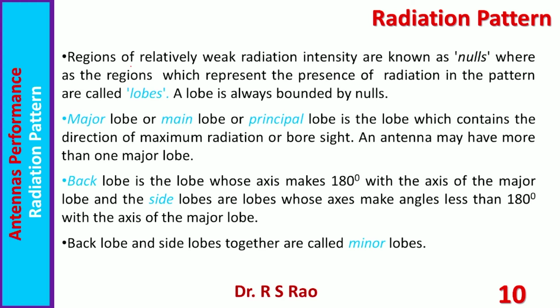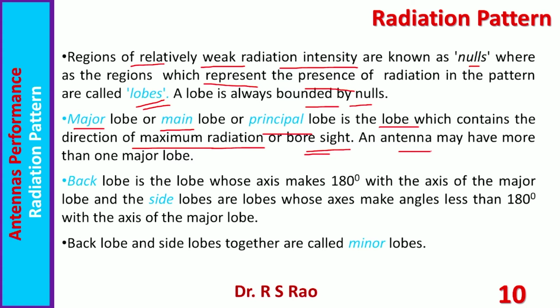Some more points regarding the pattern. Regions of relatively weak radiation intensity are called nulls, whereas regions which represent presence of radiation of the pattern are called lobes. The lobe is always bounded by nulls. Two types of lobes are there: major or main lobe or principal lobe, and minor or side lobe. The major lobe is the lobe which contains the direction of maximum radiation or boresight. An antenna may have more than one major lobe.